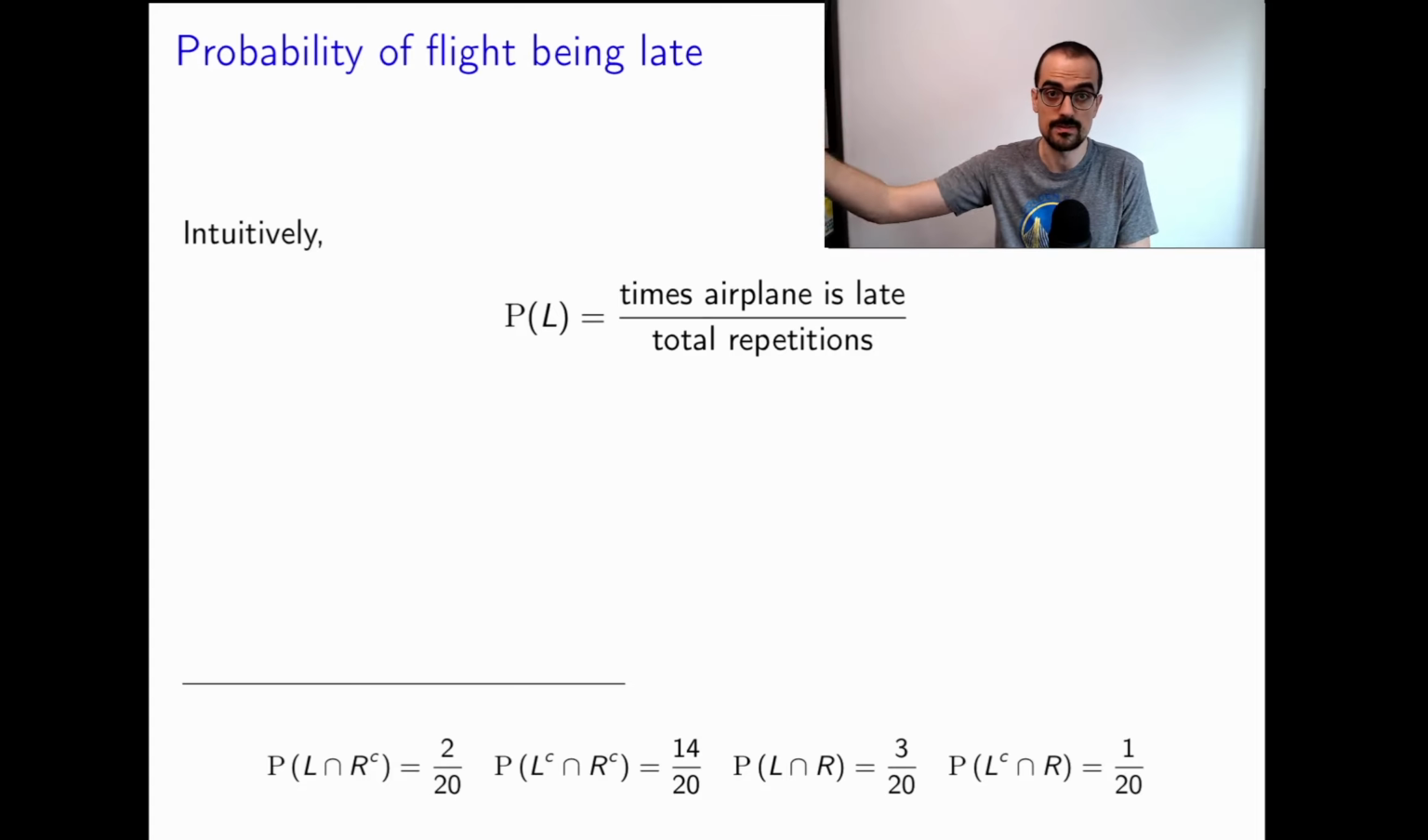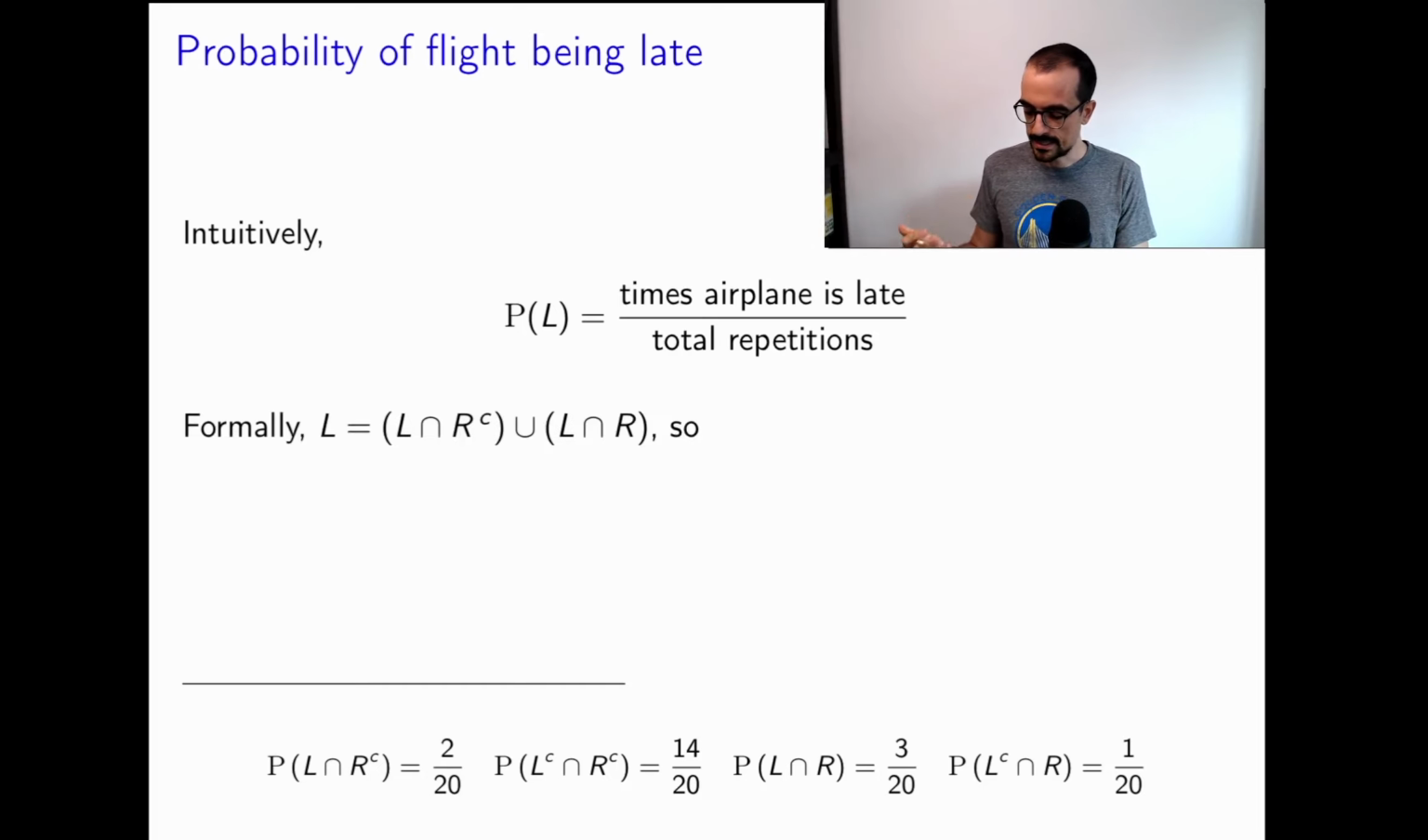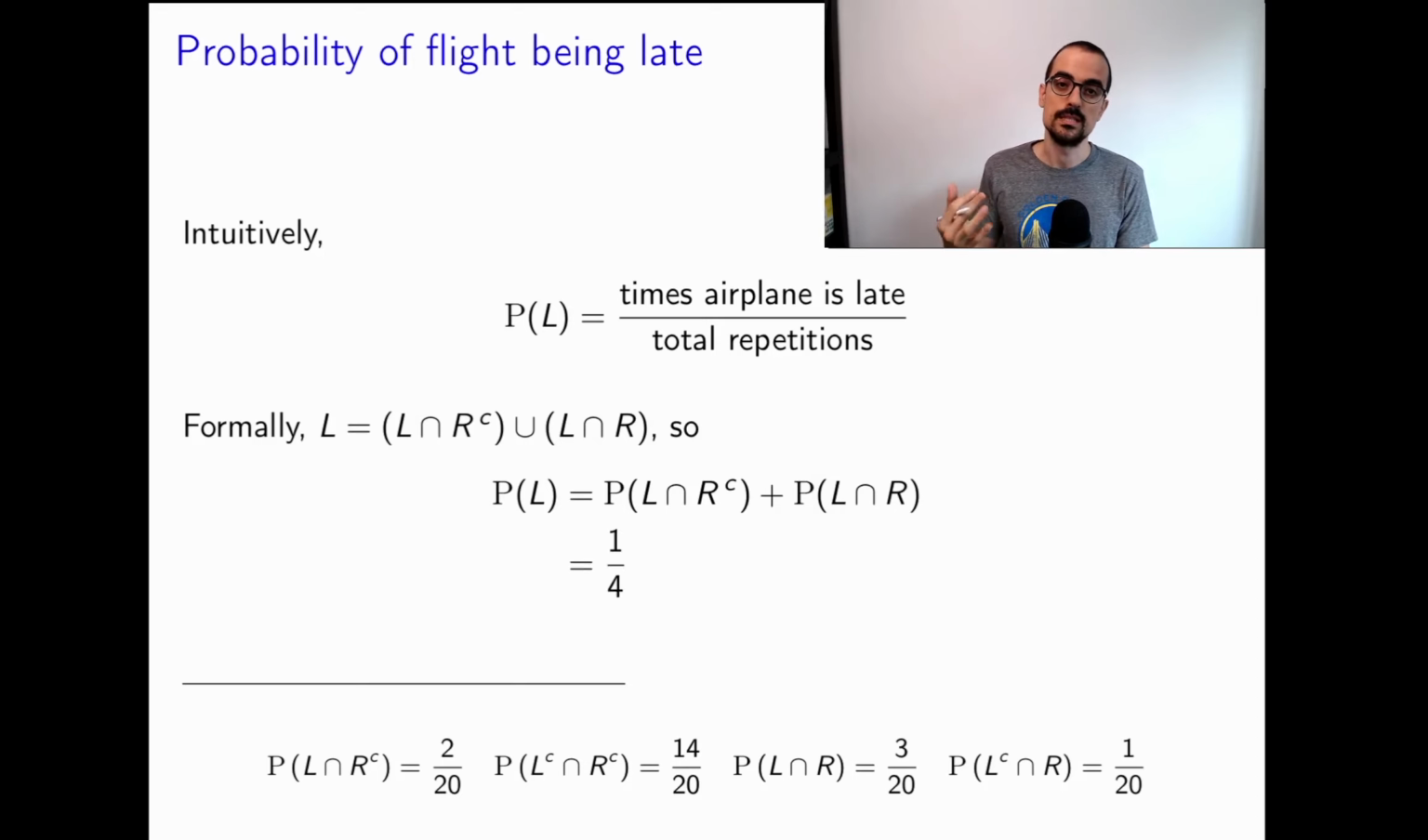And we're going to talk, in fact, in the next video about how you would go about estimating probabilities from data. But for now, we're just assuming that these probabilities are given to us. So again, we have that L is the union of these two events that I just showed you. And now we can just add their probabilities, because they are disjoint. And based on these probabilities that we have estimated from data, the probability of late is 1/4.